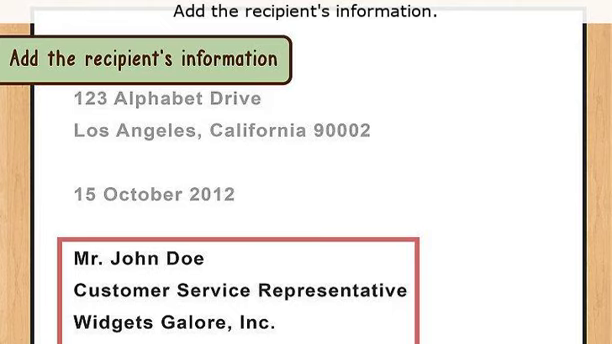It is best to address the letter to a specific person. This way, an actual person will be able to respond to your letter. If you don't know the name of the person to whom you should send the letter, do a bit of research. Call the company to find out the person's name and title.